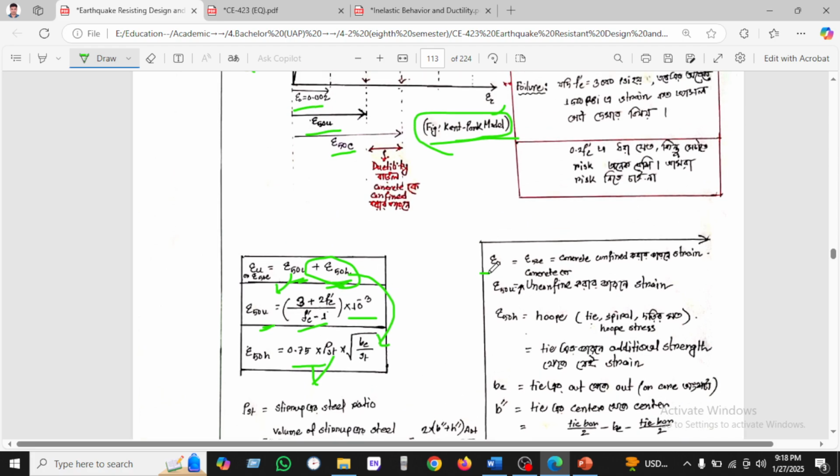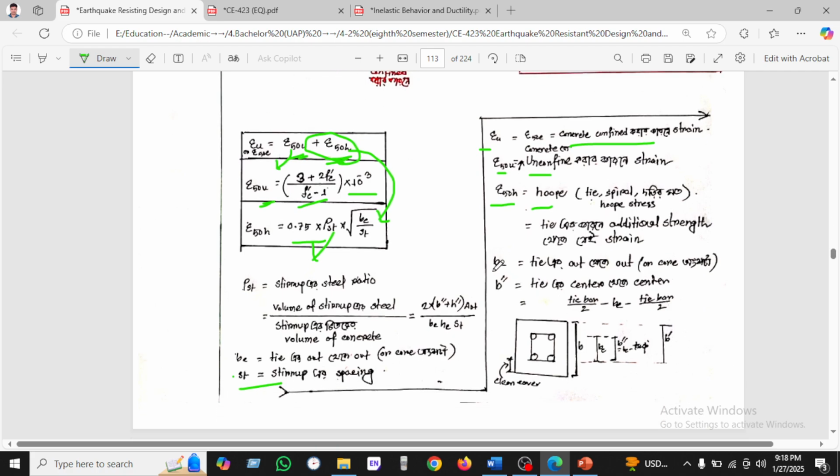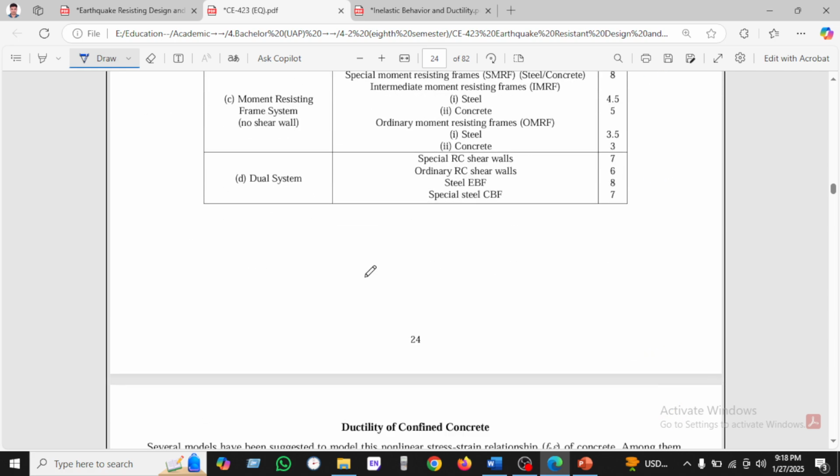And εU means the unconfined strain of the concrete, and ε50U is the unconfined strain at 50, and ε50H is the hoop or tie contribution, and B is the tie outer dia, and B naught is the concrete to concrete dia. Okay, so let's see here.